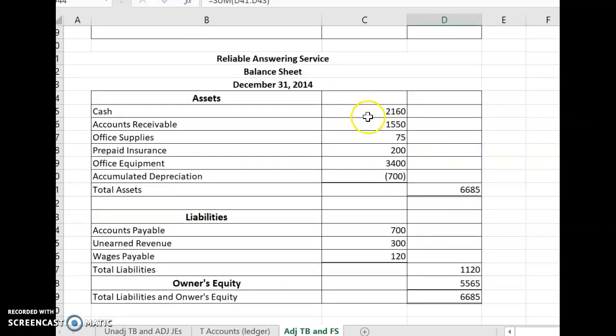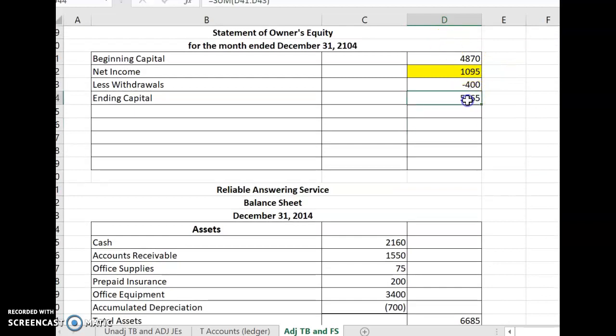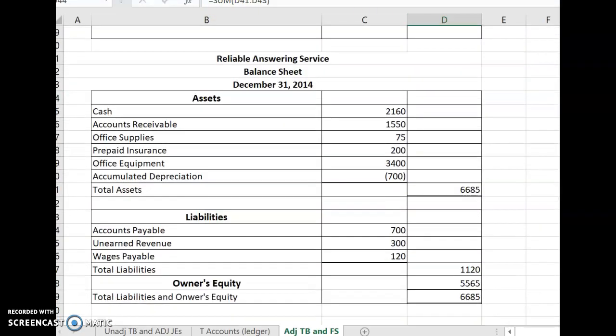Okay, for my balance sheet, I listed all of my assets and totaled them up, including my accumulated depreciation, which is a contra asset, which will be subtracted to get my total assets. Then I listed all my liabilities from the trial balance, and I totaled them up to get total liabilities of $1120. Then I got my owner's equity, and it came straight from my statement of owner's equity, and I listed it right here. And then I totaled my liabilities and my equity and made sure that my total assets equal my total liabilities and owner's equity. Let me know if you have any questions.